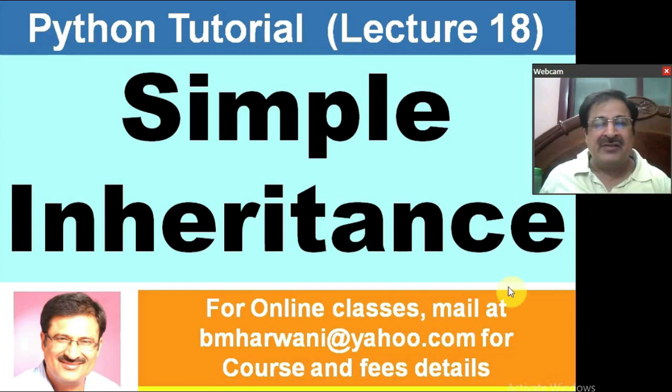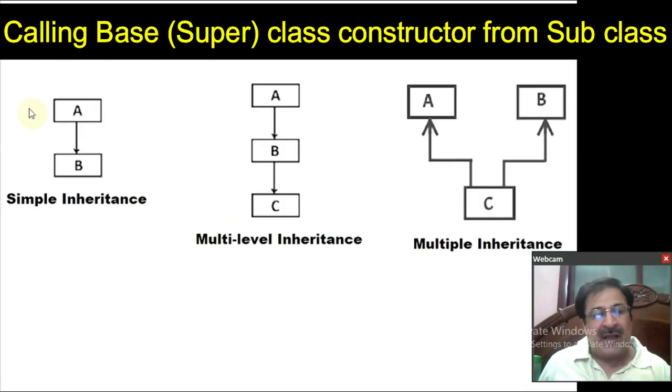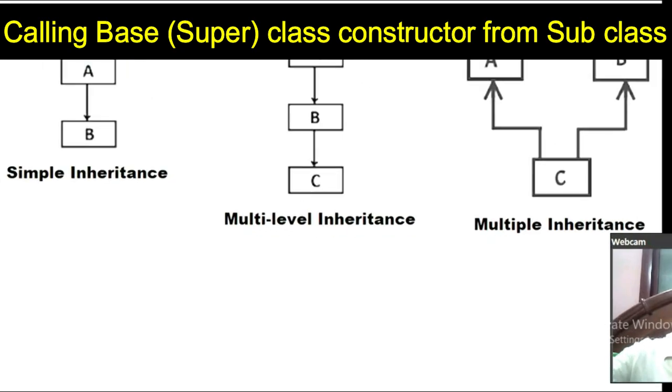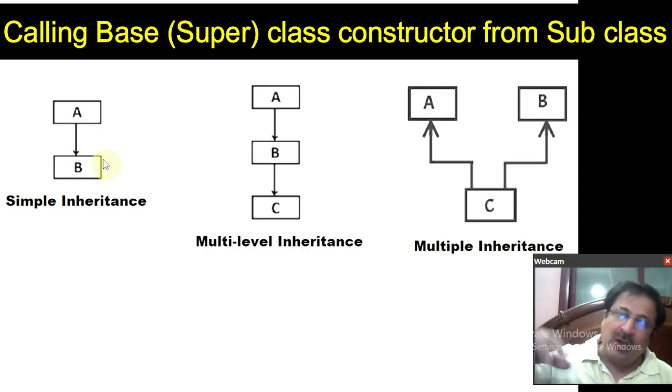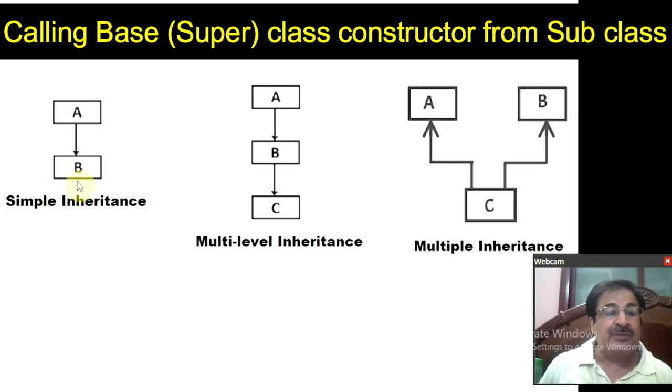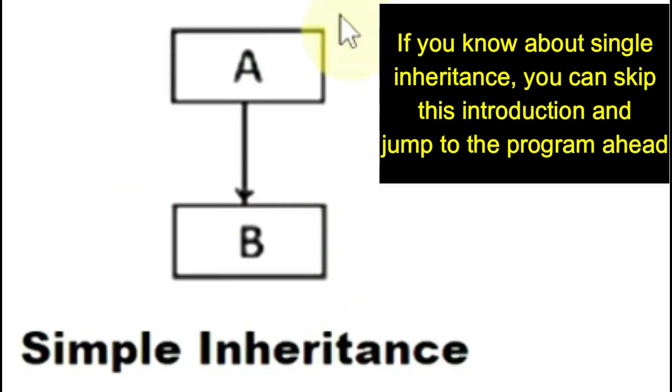What is simple inheritance? See, this is simple inheritance. Assuming that there is a class A which has a few attributes and a few functions, right? And this is class B. It also has certain attributes and certain functions. Now what will happen is that class B is inheriting class A.